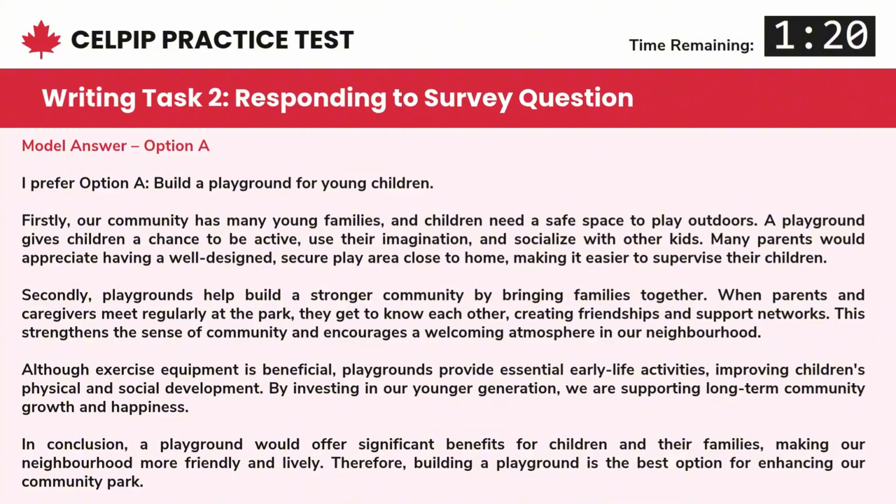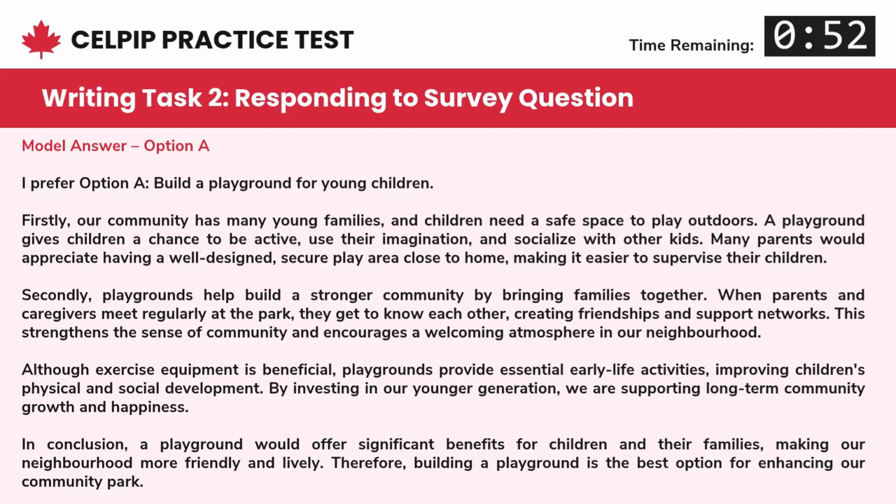This explanation will show you why the response is effective for CELPIP writing task 2. If you need extra time to read the complete answer, you can pause the video now. The writer clearly selects option A and states the choice right at the beginning: build a playground for young children. Two clear reasons are provided to support this choice. First, children need a safe space to play, and second, playgrounds help to build a stronger community.